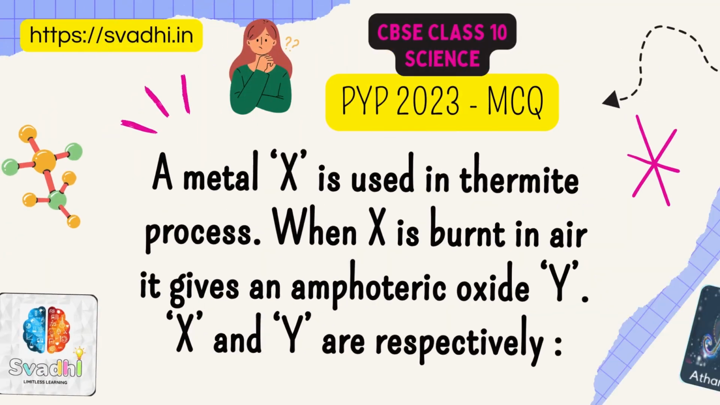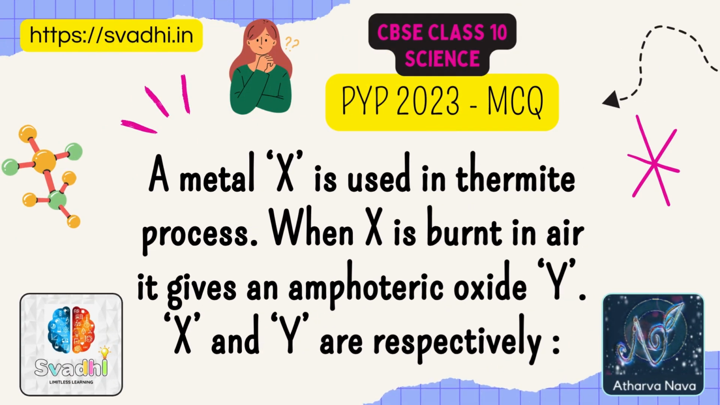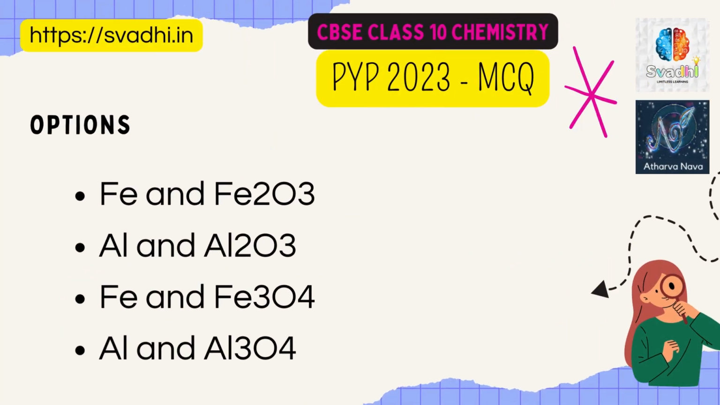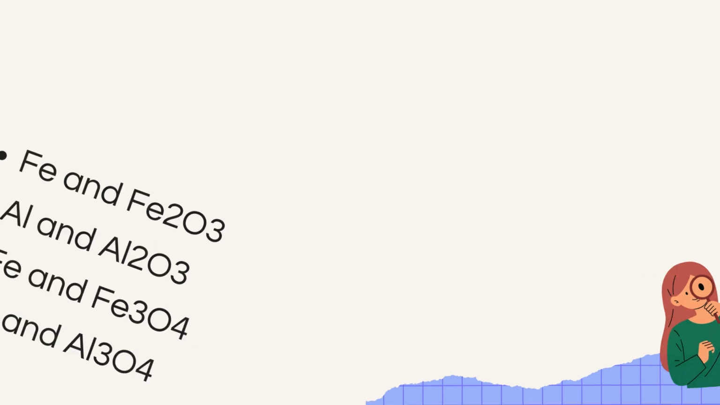A metal, X, is used in thermite process. When X is burnt in air it gives an amphoteric oxide, Y. X and Y are respectively. Options: A. Fe and Fe2O3. B. Al and Al2O3. C. Fe and Fe3O4. D. Al and Al3O4.